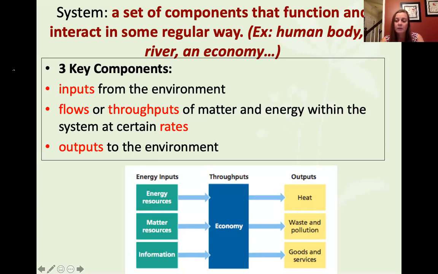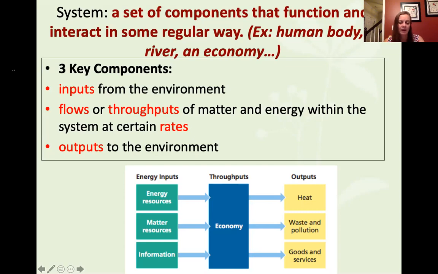In biology, one of the systems we talk about on a regular basis is the human body. We can talk about a river as a system, or, as I said, we can talk about an economy as a system. A system has three key components. It has inputs from its environment. If we were to talk about the economy as a system, some of its inputs would be energy resources, matter resources, information. Then we put those into the economy, and there's a series of throughputs that goes right through that system, and we have an output to the environment.